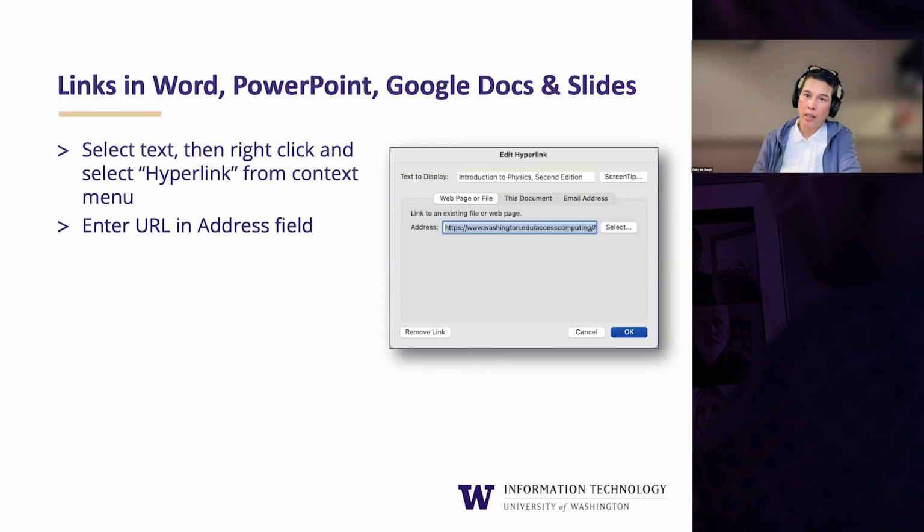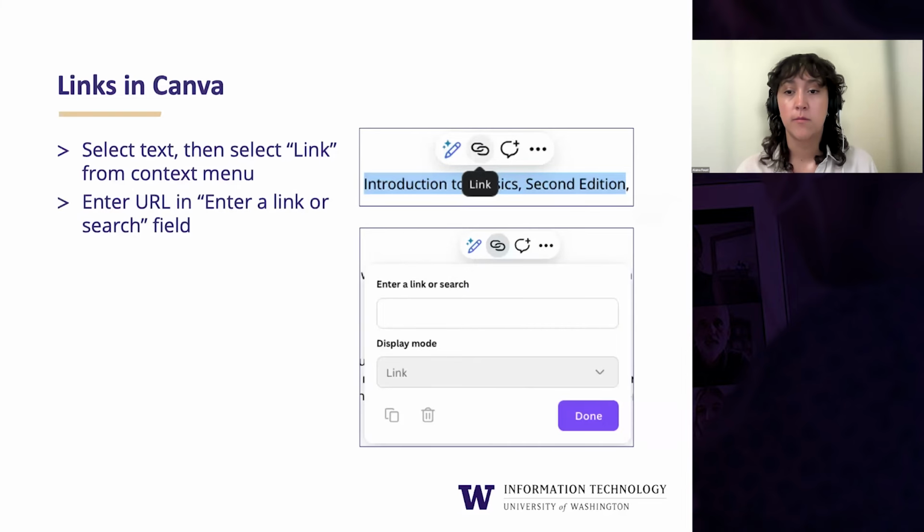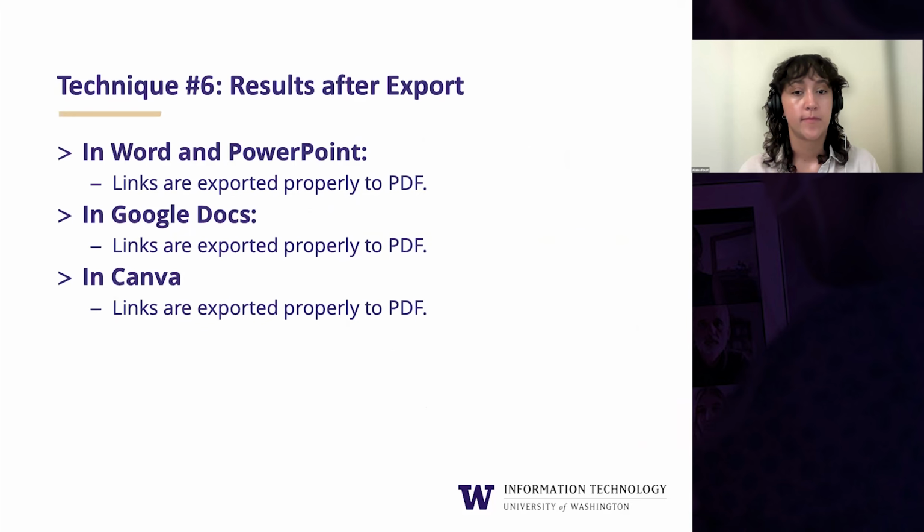So you would highlight that text and then right click and then select hyperlink from the context menu. And then we also have an image of what that would look like from Office products on this slide as well. And then from here, authors would enter in the URL in the address field, and that will turn that meaningful text into a hyperlink. Canva is similar, selecting your descriptive text and then selecting the link icon in the context menu will open a panel for you to be able to enter your hyperlink into that input and create your link in your document.